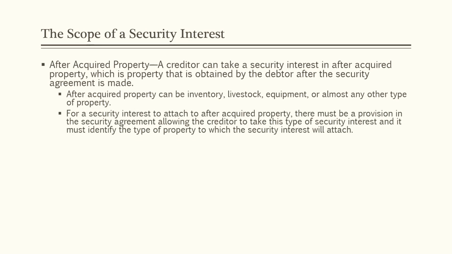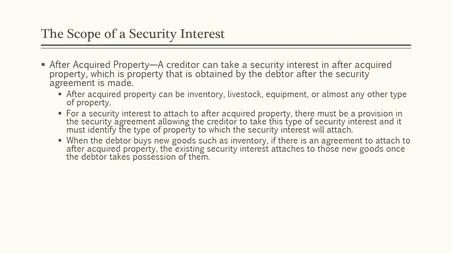For a security interest to attach to after acquired property, there must be a provision in the security agreement allowing the creditor to take this type of security interest, and it must identify the type of property to which the security interest will attach. It has to be as specific as possible, and the debtor has to agree to it in writing. When the debtor buys new goods such as inventory, if there's an agreement to attach to after acquired property, the existing security interest attaches to those new goods once the debtor takes possession of them.